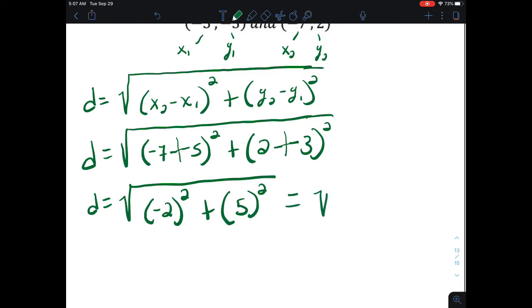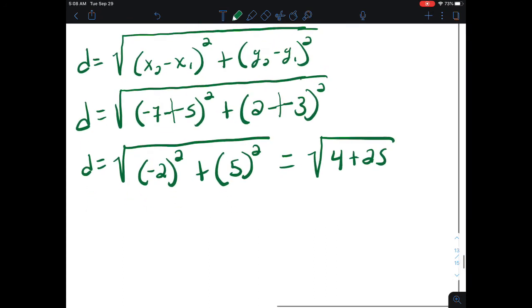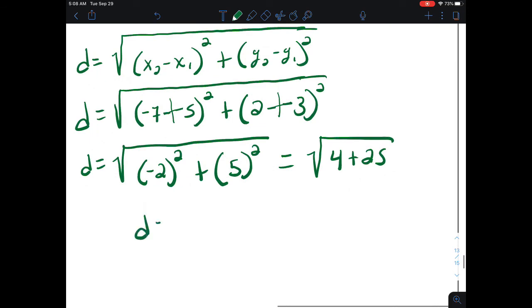And so what I have, -2 squared is 4. 5 squared is 25. So I got 4 plus 25 inside that square root. And we have d is equal to the square root of 29. And I can't simplify that radical, so there's my answer.